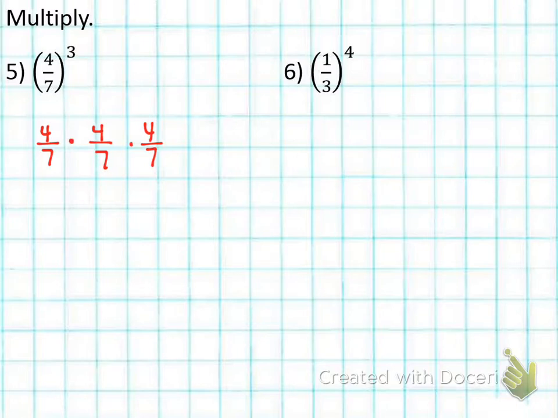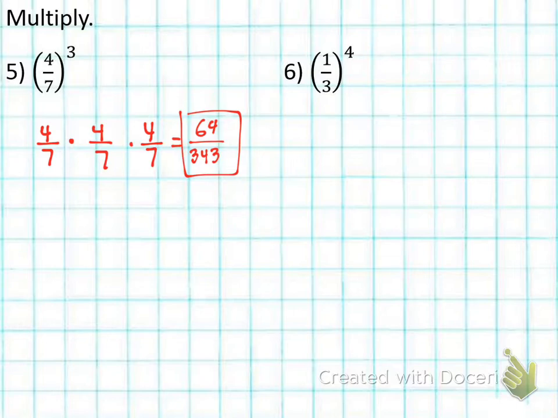4 times 4 times 4. 4 times 4 is 16, times 4 again is 64. 7 times 7 is 49, times 7 again is 343. Since we couldn't simplify anything before multiplying, we shouldn't have to simplify here. So with that said, let's have you do number 6 by yourselves all the way through.